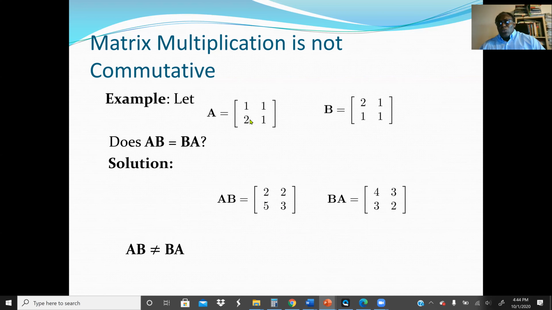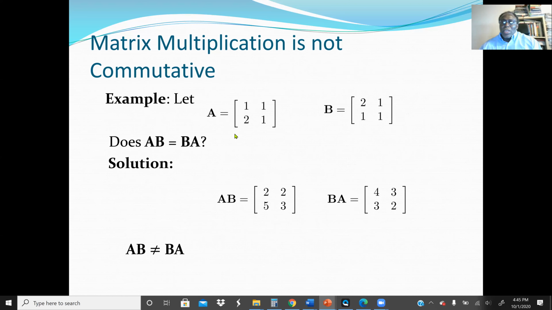Then we go to the second row, first column. 2 times 2 is 4, 1 times 1 is 1, 4 plus 1 is 5, so we have 5. And the last will be the second row, second column. 2 times 1 is 2, plus 1 times 1 is 1, and that will give me 3, so we have 3. Now, when we do BA, we have to take the first row of B multiplied by the first column. When we're doing AB, we take the first row of A multiplied by the first column of B.